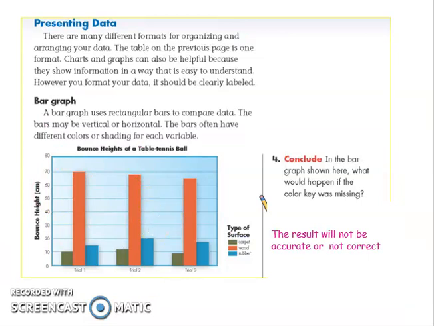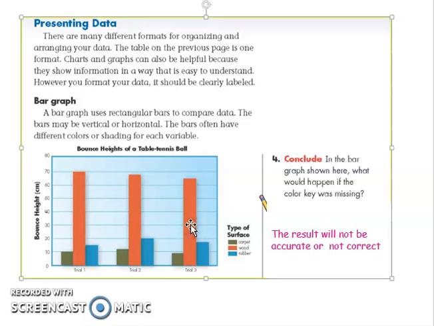Okay, so it will help you to give you an exact answer when you have a bar graph. At the same time, it's easier to decide. And number 4, conclude. In the bar graph shown here, what would happen if the color key was missing? Example, if one bar here in trial 3 is not present, do you think it will be easy to decide which surface is best when it comes to a table tennis ball?